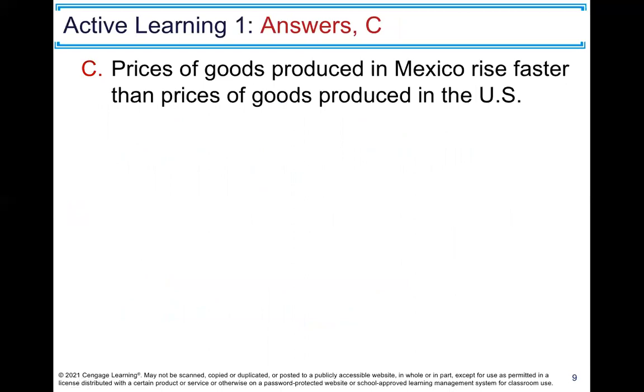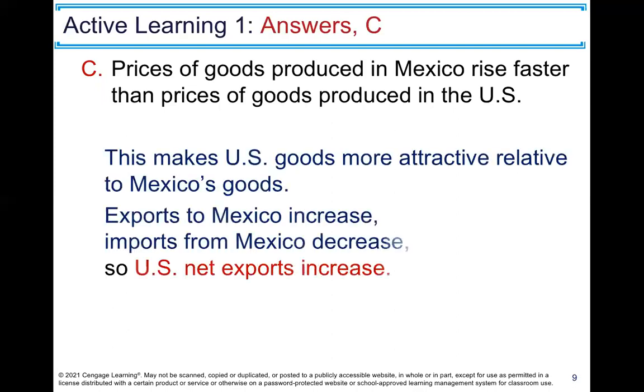Okay, so let's look at this one. This is an important scenario because it shows how the prices of goods dictate trade flows. Prices of goods produced in Mexico rise faster than prices of goods produced in the US. So prices in Mexico are more expensive than in the US. Then American goods are more attractive. I'm not going to buy Mexican goods because they're more expensive, so my imports from Mexico decrease.